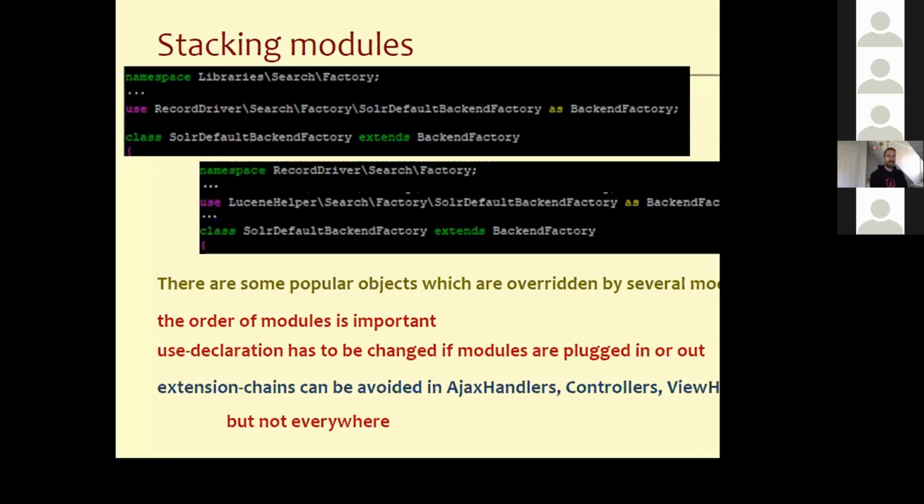You can avoid those kinds of extension chains within Ajax handlers, controllers, and view helpers. We are trying hard to do that, even though you have a plugin manager within Ajax handlers that you have to take care of as well. But you can't avoid it everywhere.